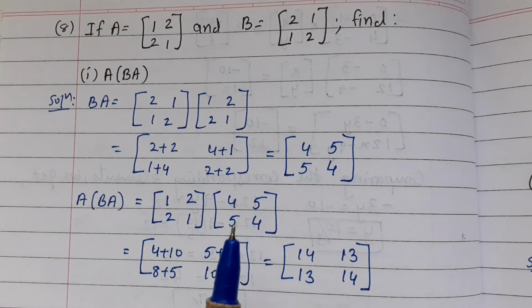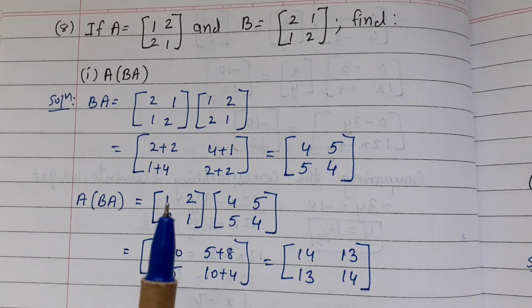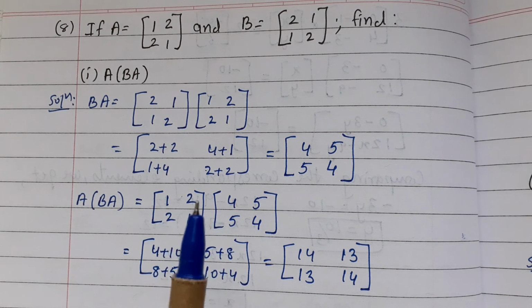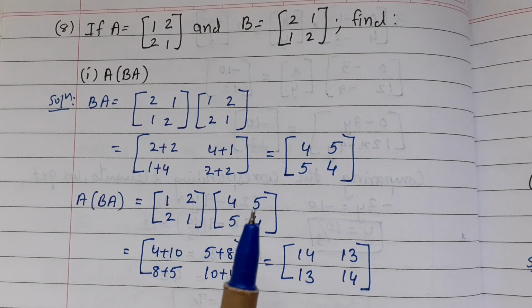Now we will first write A matrix, which is 1 2 2 1, and BA, which is 4 5 5 4. We'll do the multiplication. 4 1s are 4 plus 5 2s are 10, 4 plus 10, 14. 1 5s are 5 plus 2 4s are 8, 5 plus 8, 13. 2 4s are 8 plus 1 5s are 5, 8 plus 5, 13. 5 2s are 10 plus 1 4s are 4, 10 plus 4, 14. Hence, answer is 14, 13, 13, 14.